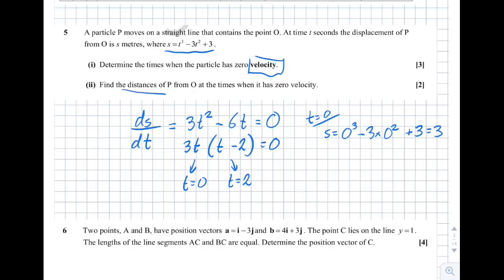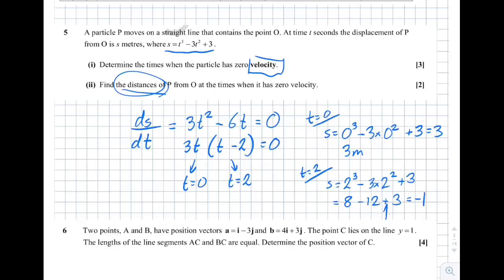Now remember, they've said distance, they haven't said displacement. So we need to leave off whether they're positive or negative. So our answer here is going to be 3 meters. So when t equals 2, we've got to do the same again. So s is going to equal 2 cubed minus 3 times 2 squared plus 3. Use a calculator for this: 8 minus 12 plus 3 is minus 1, so it's going to be minus 1 meters. But like I said before, it's a distance, so it's just going to be 1 meter.